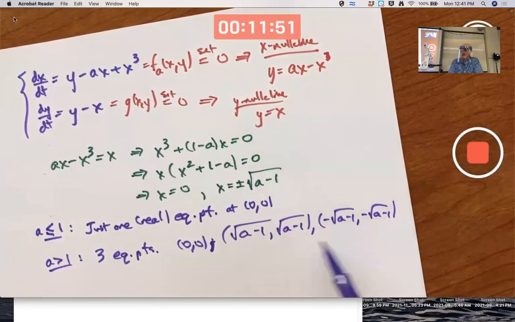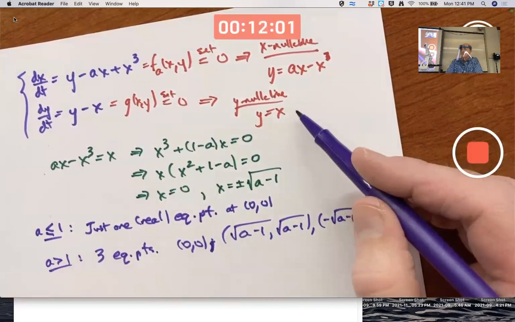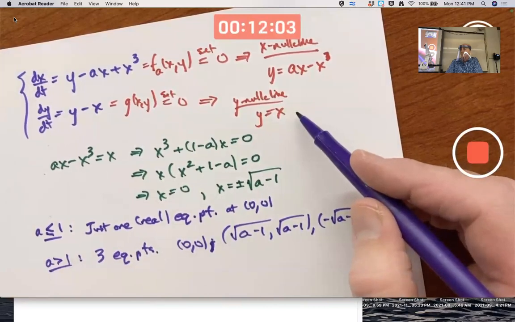I do not want to mix the pluses and the minuses up here. I would not want to say, for example, that a point with coordinates square root of a minus 1 and negative square root of a minus 1 is an equilibrium point. That's not the case because the coordinates have to be the same.